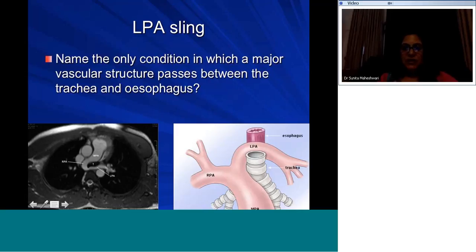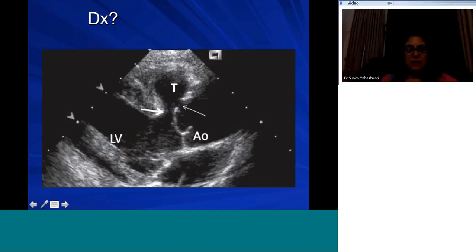So if you see here, this is a CT image on the left. So the LPA sling, the LPA goes behind the trachea and in front of the esophagus. So that is your LPA sling. What is your diagnosis here? This is a long axis view. I've labeled everything for you. Aorta, LV. What is the T? What is that? Anyone?